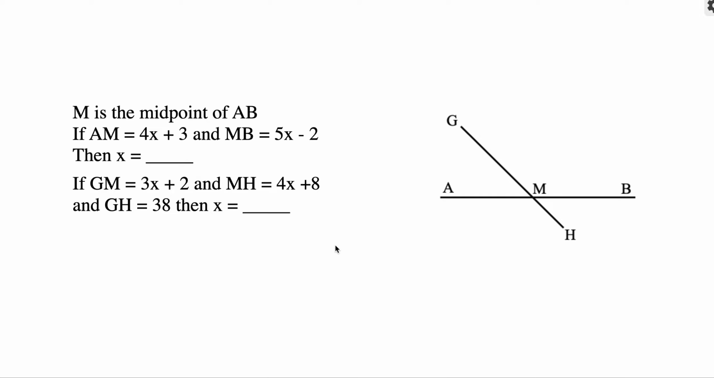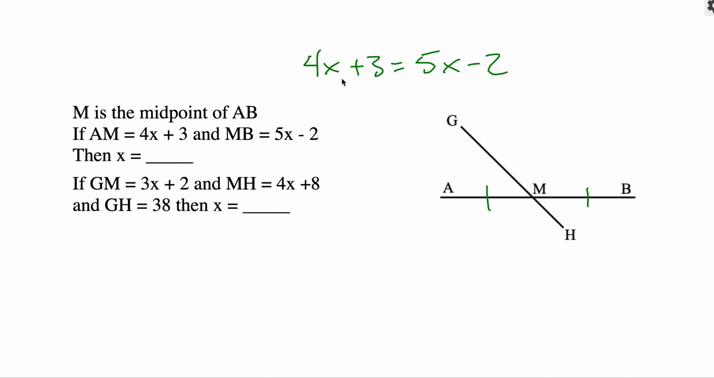M is the midpoint of AB. So I have this diagram over here. AM is congruent to MB. That's what midpoint is telling me right now. So if I am given 4x plus 3 is AM, and 5x minus 2 is MB, I should be able to find out what x is, because those things are congruent. 4x plus 3 equals 5x minus 2.